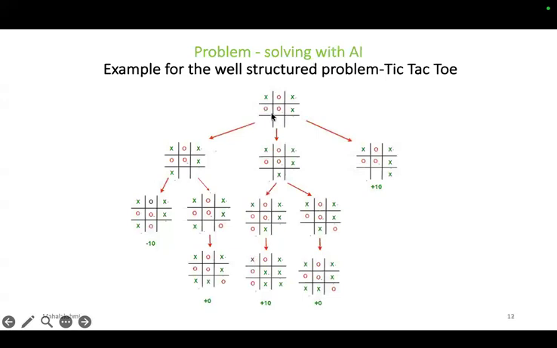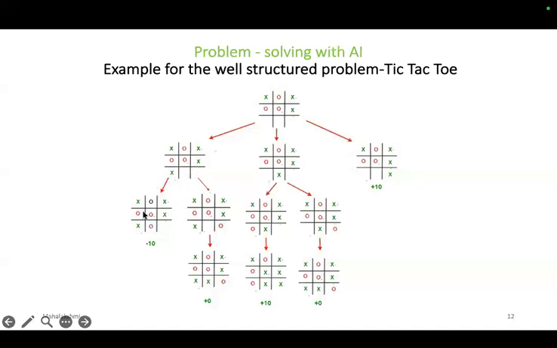This is the initial state. First, let X place. X can play at this position, this position, or this position. With respect to X played here, the state space has been elaborated here. When X is playing here, this state space is given. When X is placed here, this is the state space. At this step no one is winning and the game has not yet ended, so we have to progress the game further.